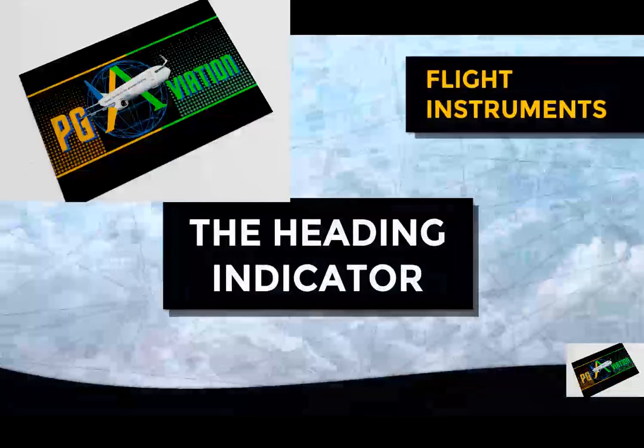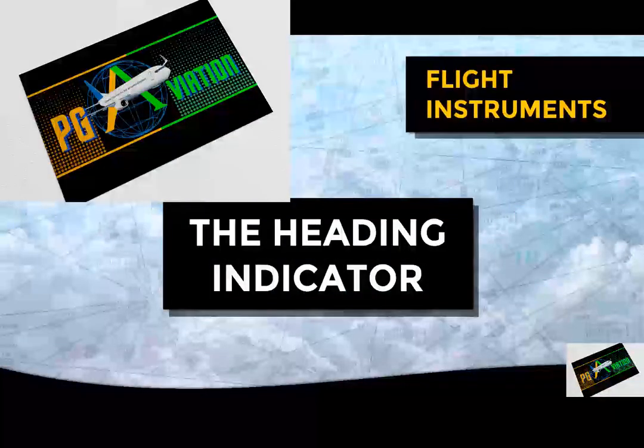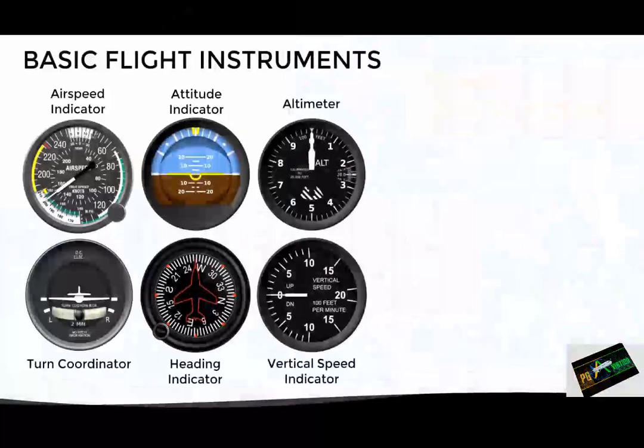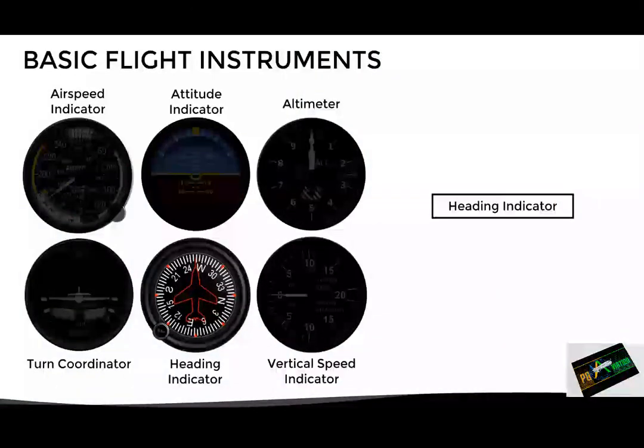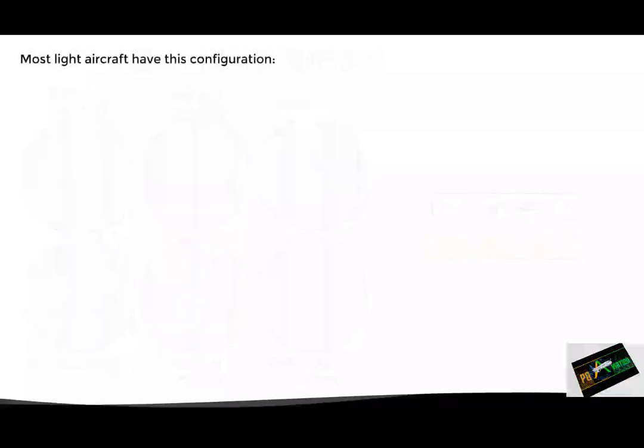We will talk about the heading indicator, also known as the directional gyro. This is one of the basic flight instruments that we will find in any aircraft and its operation is based on the gyroscopic principles. As mentioned in the video about the gyroscopic system, most of the light aircraft have the following configuration.